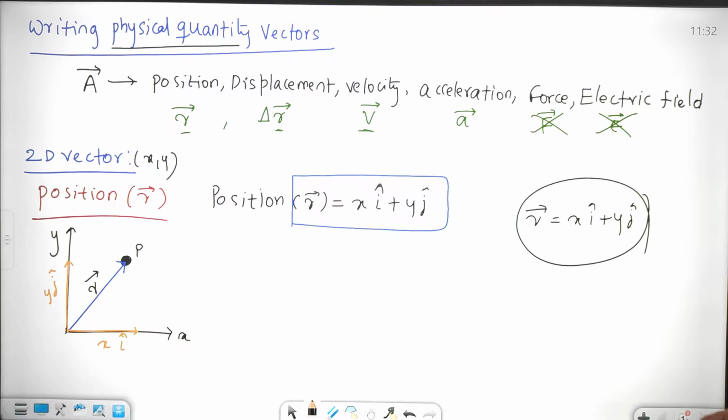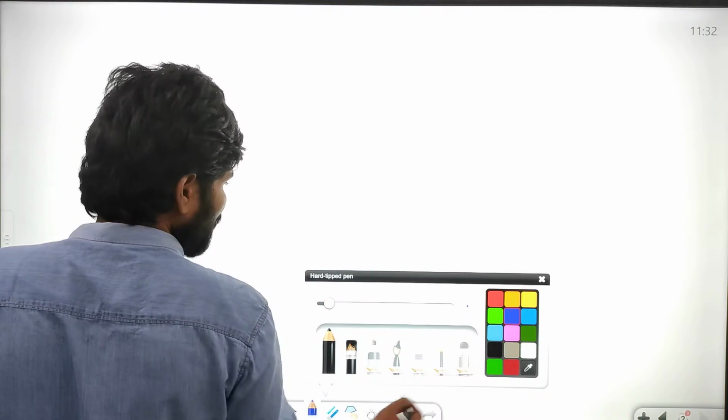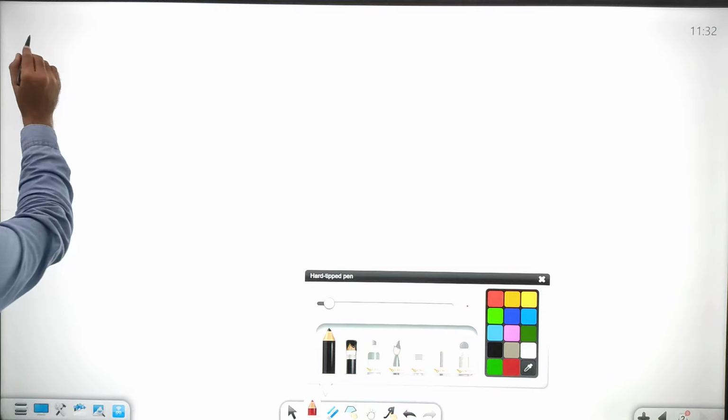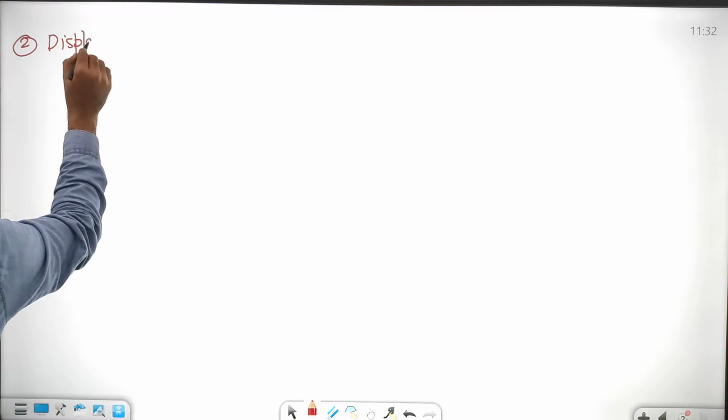Okay, next comes displacement. First, what is displacement actually? See, second, displacement.